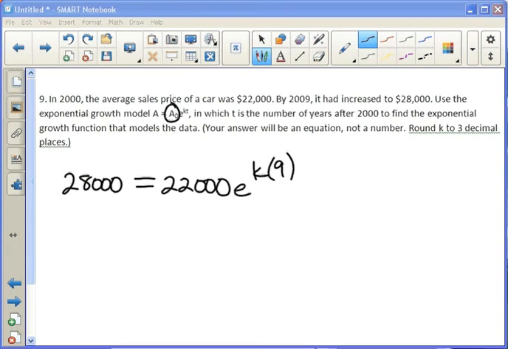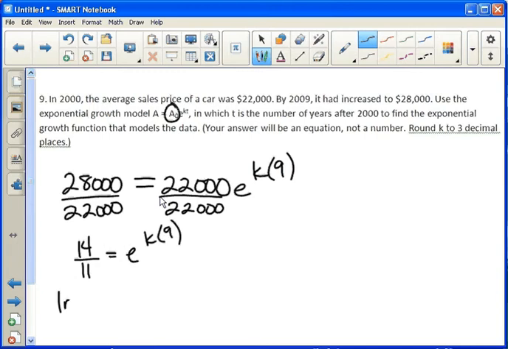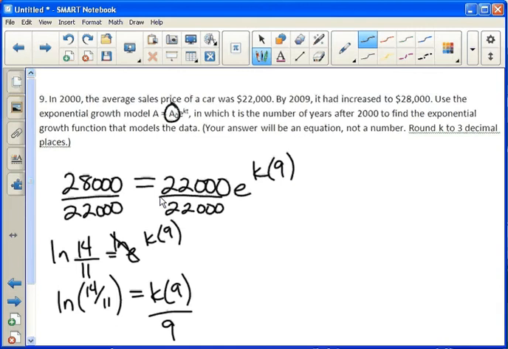Use the exponential growth model to find the exponential growth function that models the data. So my answer is going to be an equation, not a number, and we need to round k to 3 decimal places. So I'll divide both sides by 22,000. That's going to be 14 over 11. Then to get rid of the e, we take the natural log of both sides, and the natural log cancels out the e. So it just leaves us k times 9. So then we divide both sides by 9.